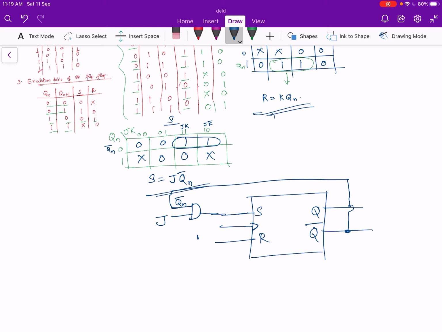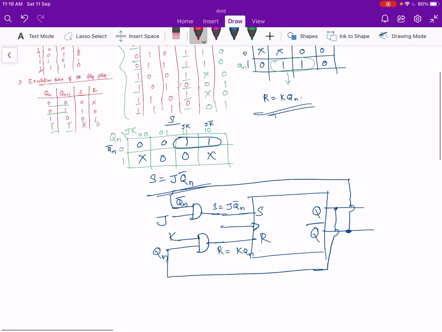R is equal to K Qn. So I can give another AND gate over here and give the K input over here, and also I can give Qn over here. So that we'll get S as J Qn bar. That is the output of the AND gate will be J Qn bar, and R will be equal to K Qn. So we have got a JK. So here the inputs are J, K and the clock pulse, and the outputs are Q and Q bar. So now we have realized the JK flip-flop using an SR flip-flop.